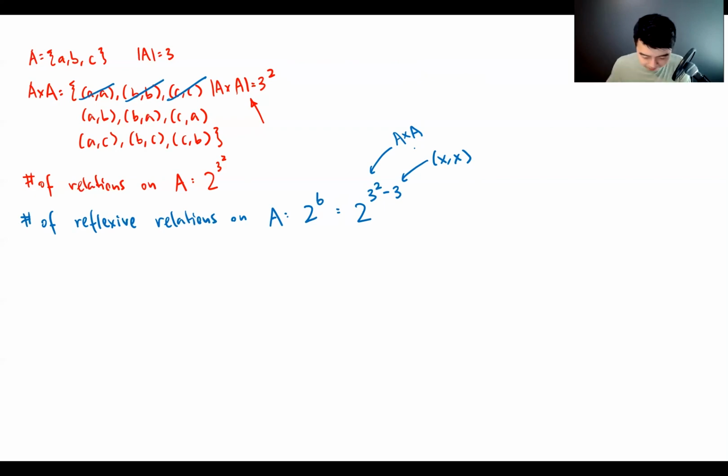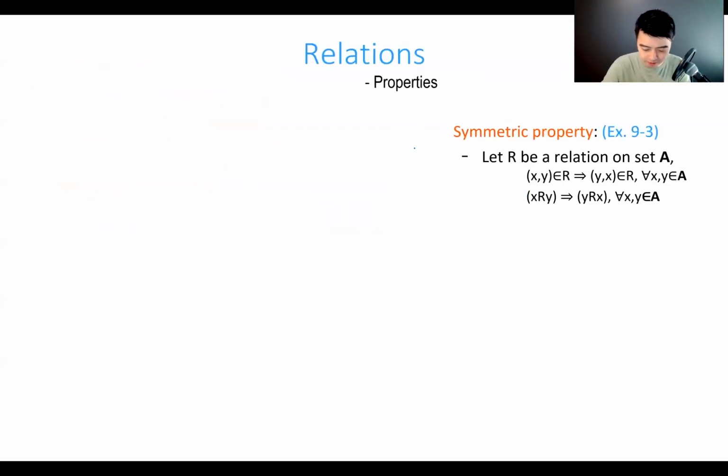Let's move on. In a second, I want to generalize this equation a little bit, but for now, let's move on to the next property. The next property is called the symmetric property. Let R be a relation on A, then XY is in the relation implies that YX is in the relation. So symmetry means that there's no order in the pairs, in the ordered pair. Let's do an example again.